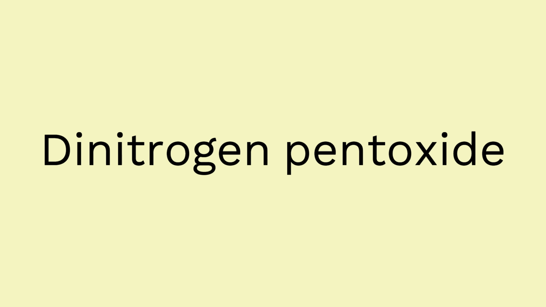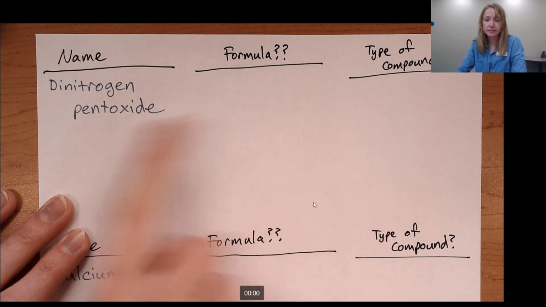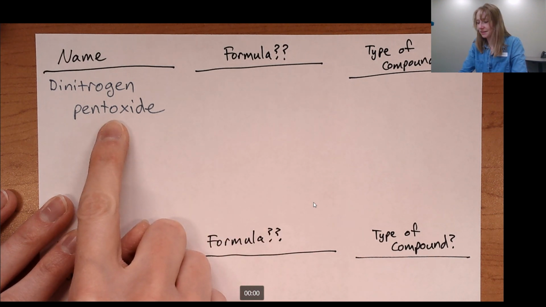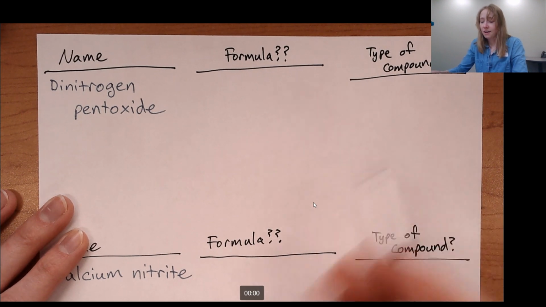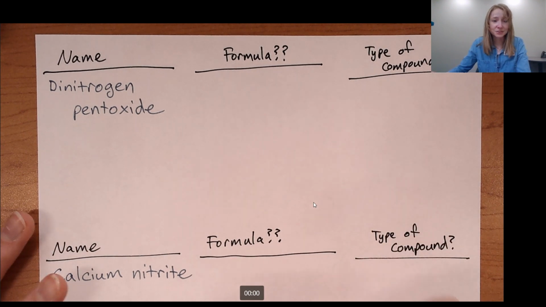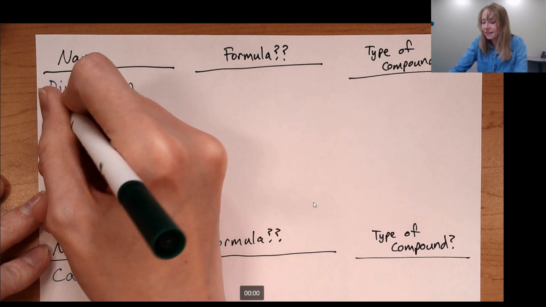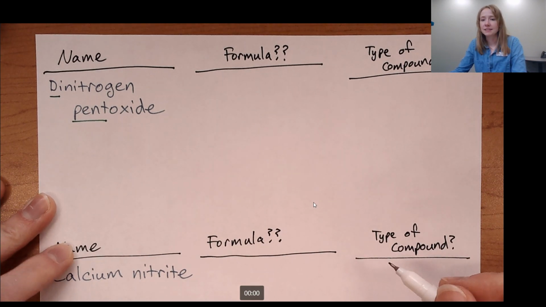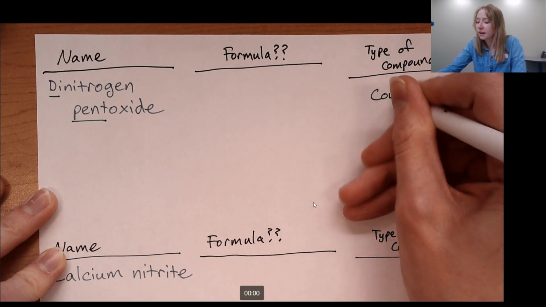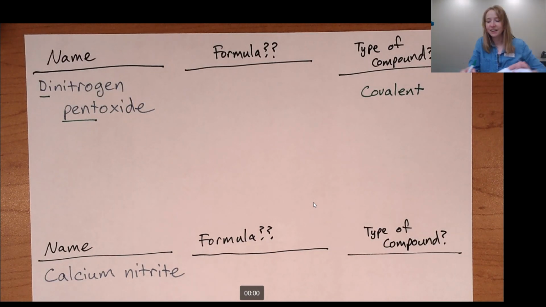So here we have this compound. We're given the name, we need to determine the formula. So this compound is dinitrogen pentoxide. We want to know if this is covalent or ionic. Another clue, in addition to just determining whether you have metals or nonmetals, is the fact that this name does have prefixes. So that's a dead giveaway that it's a covalent compound because we don't use prefixes in ionic naming, but it is good to verify.